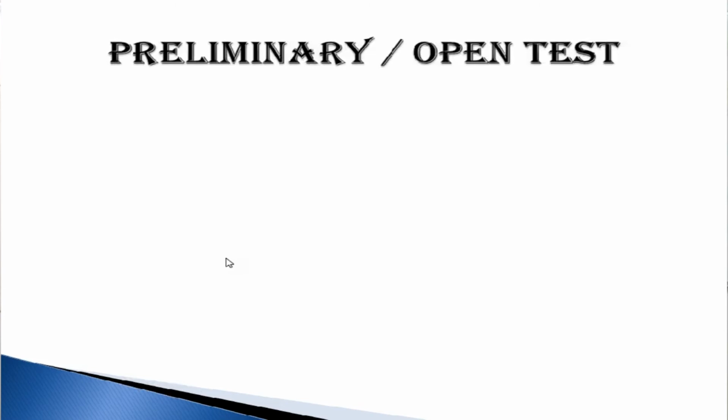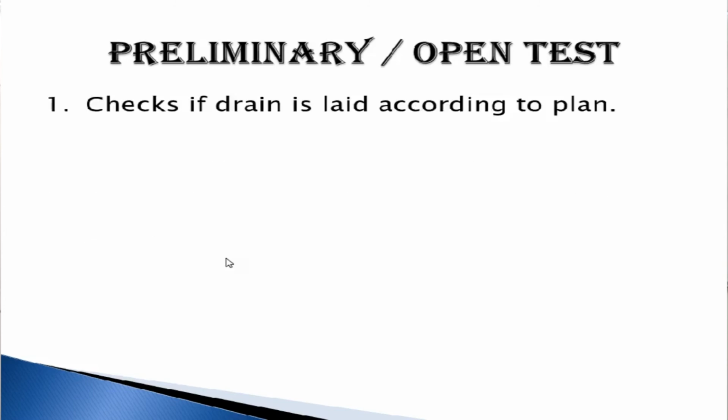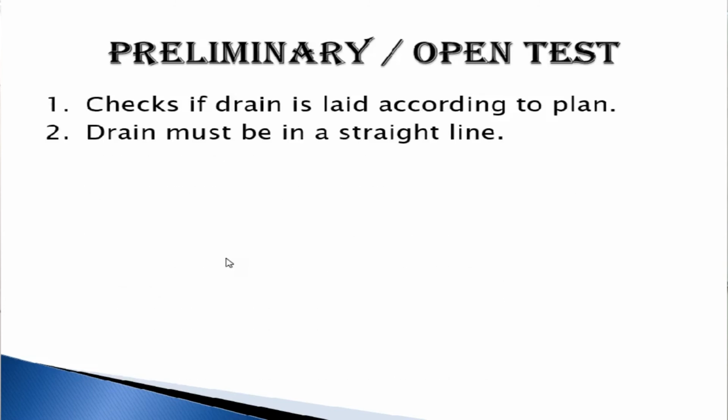The first test they do is what we call a preliminary test or an open test. This is when your trench is open. Once you dig your trench, you will call the inspector in. He will come and check that the drain is laid according to plan, that your drain is a straight line. In our previous session, we spoke about the straight line of a drain, ventilation and those types of things. So he's coming to check what you've done.